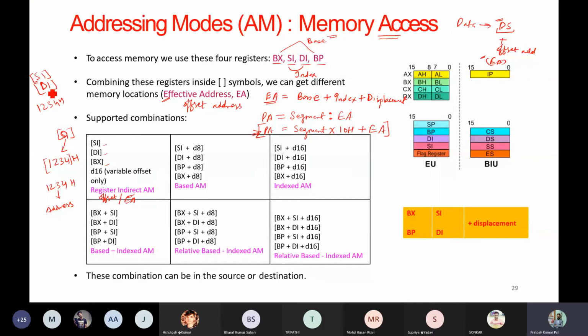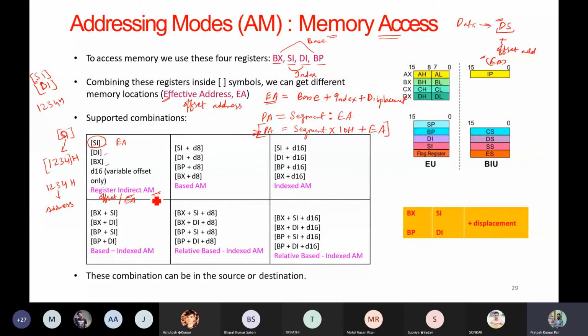So the final physical address will be calculated as the segment register multiplied by 10H plus this effective address stored in the SI register. Okay, so this is how the physical address is calculated. Once we have calculated the physical address, we will be able to access the data available at that physical address. Okay, so this is the register indirect addressing mode.